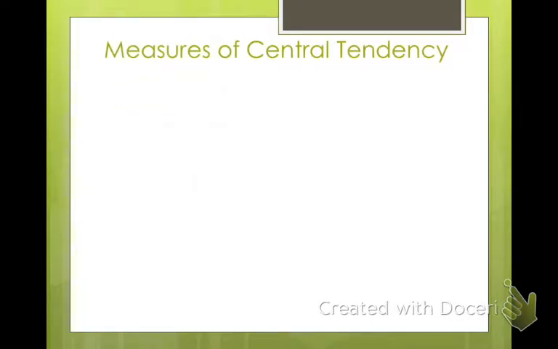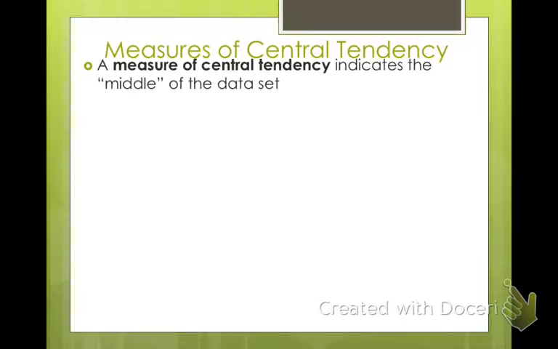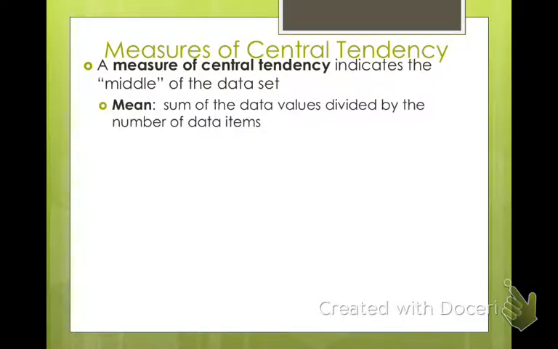So let's get started just reviewing what our measures of central tendency are. A measure of central tendency means it's the middle of a data set. The first one is the mean. The mean is the average of our data. So we add together all the numbers in our data set and then we divide by however many numbers we added together.